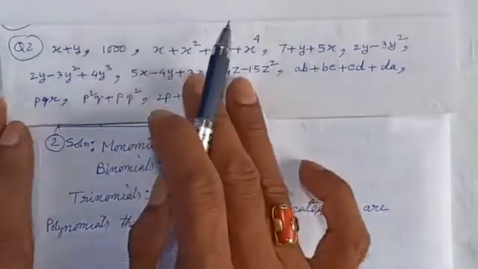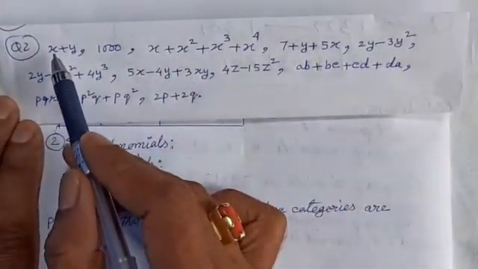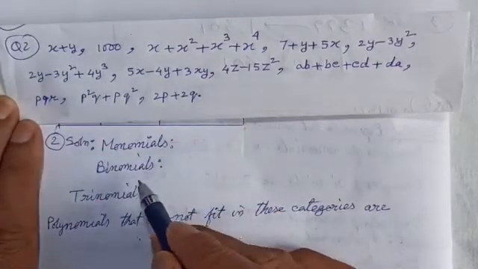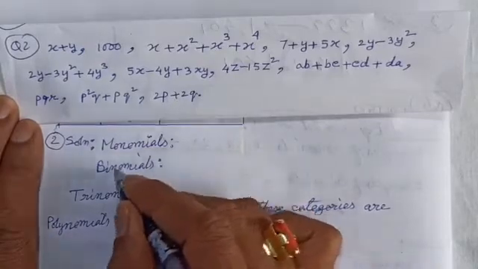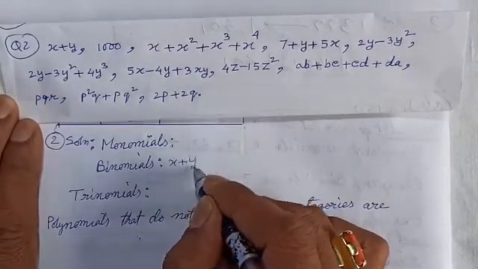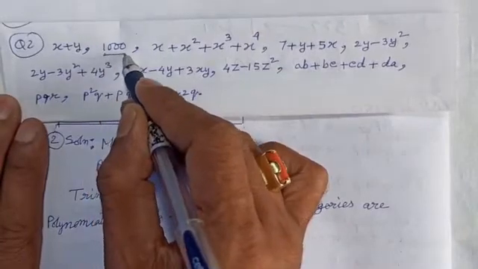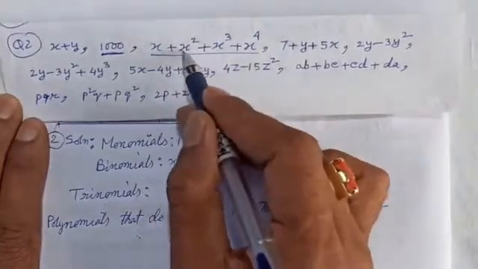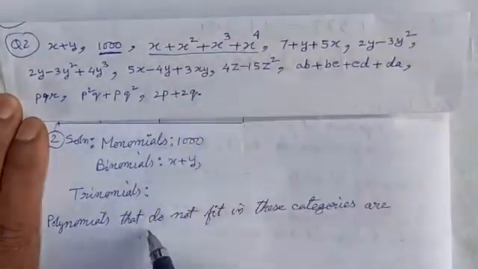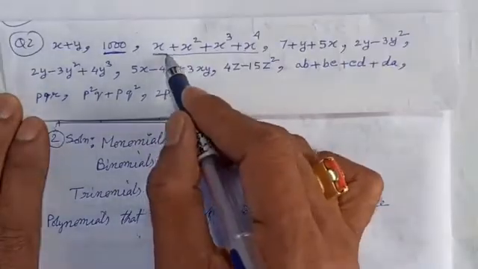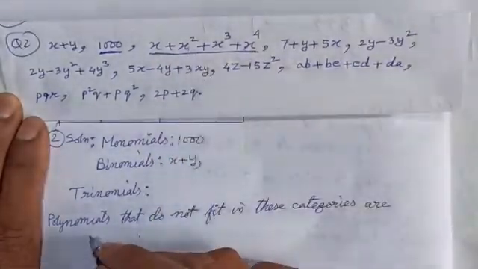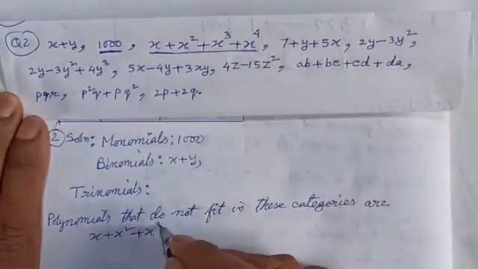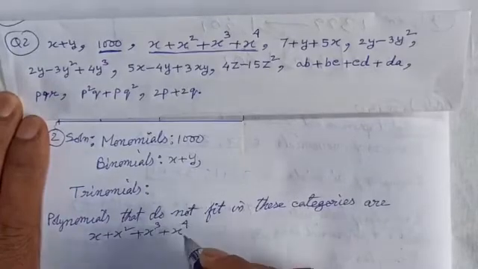Now let's see. In the first polynomial, 2 terms are there. If a polynomial has 2 terms, it is called a binomial. So the binomial is x plus y. The second one has 1 term, so monomial. And here 1, 2, 3, 4 terms, so polynomials that do not fit in these categories, with 4 terms, will come here. x plus x squared plus x cubed plus x to the power 4. Understand or not?